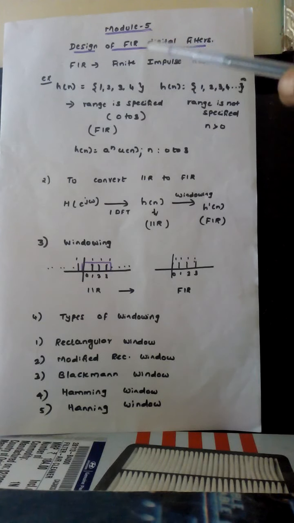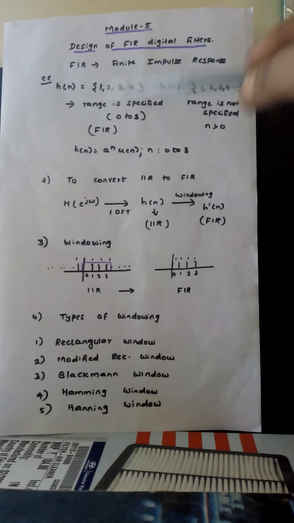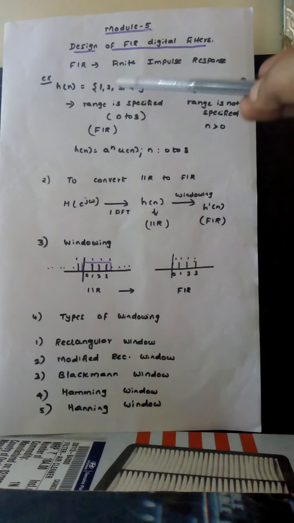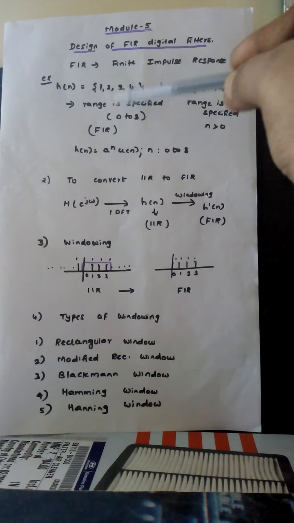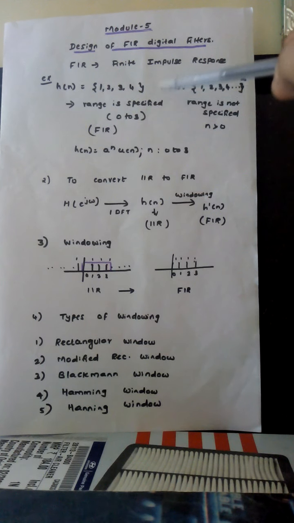Next one is the design of FIR digital filter. FIR is nothing but finite impulse response. Here we'll see how to find out whether it is a FIR or not. For example, I have given h of n equal to 1, 2, 3, 4. So here the range is specified, correct? The n values vary from 0 to 3. So if it is specified, then we can say it is a FIR here.